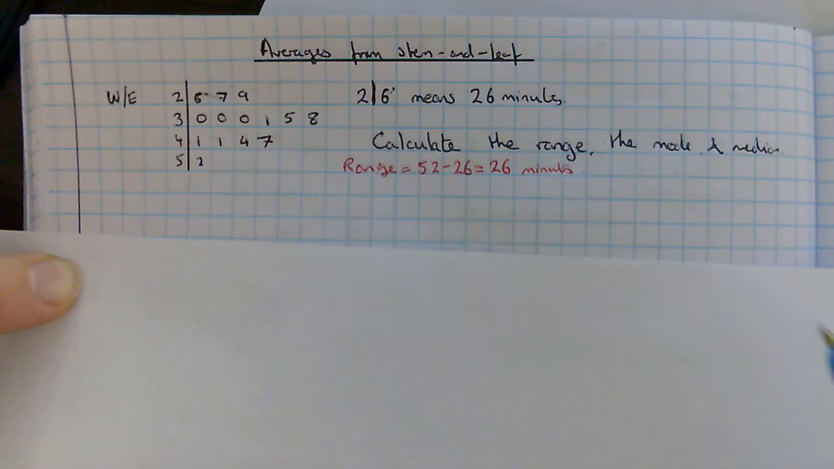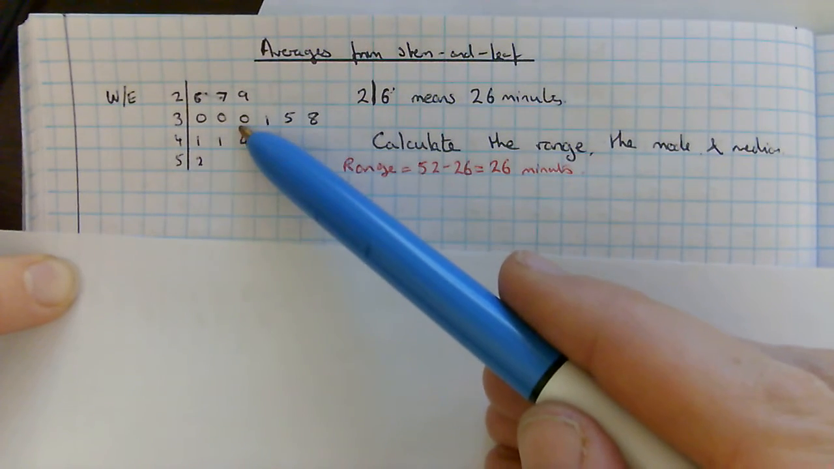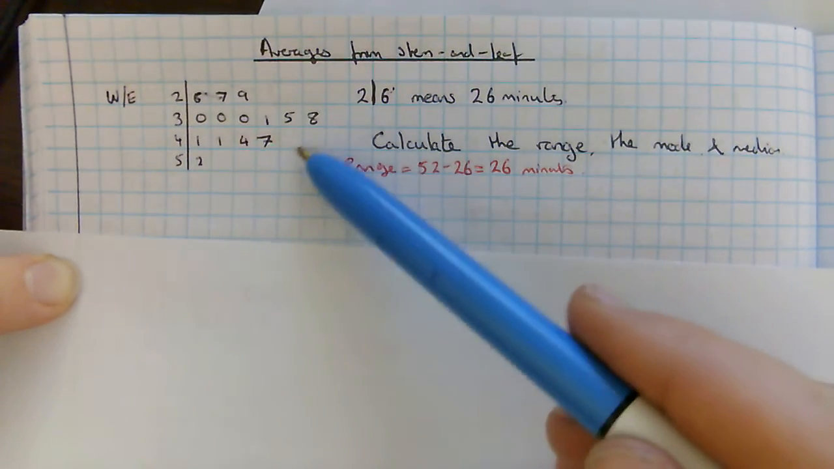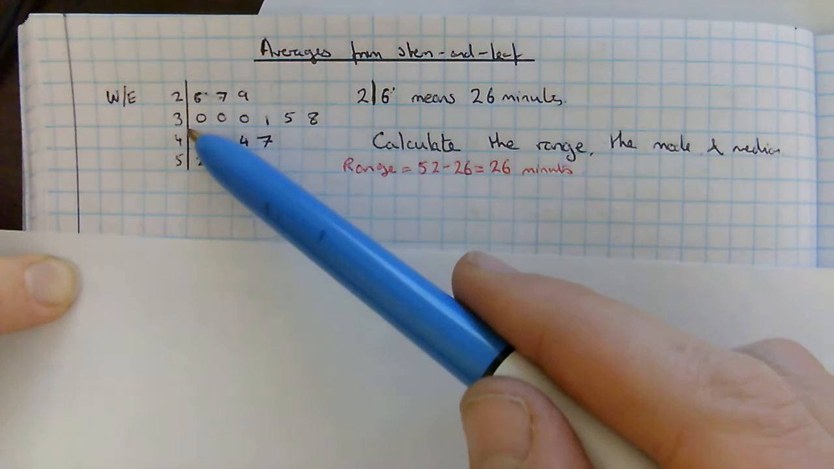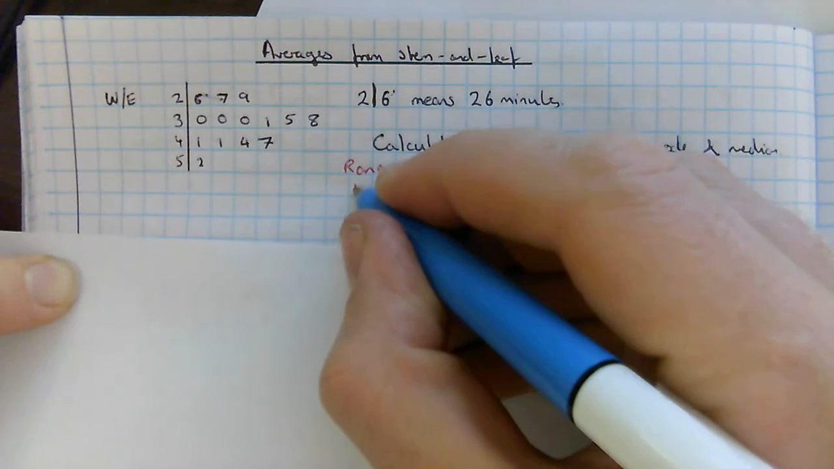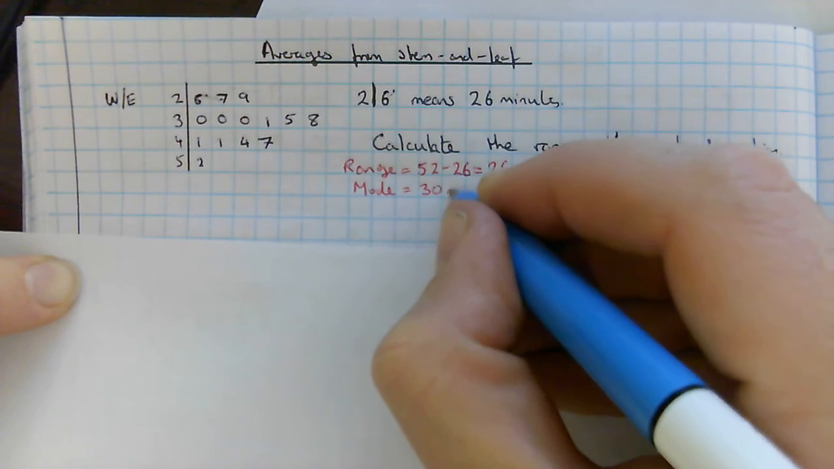Now, the mode, I'm just looking, what appears most often? Well, there's a 0 here that appears 3 times. Nothing else appears 3 times. So that 0 represents 3 0, which is 30 minutes. So the mode equals 30 minutes.